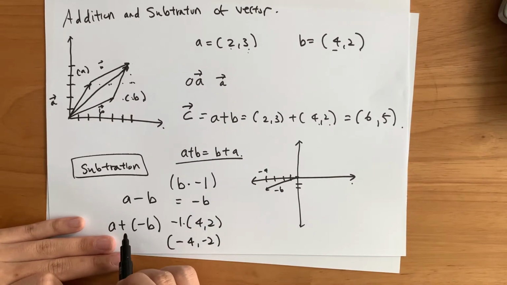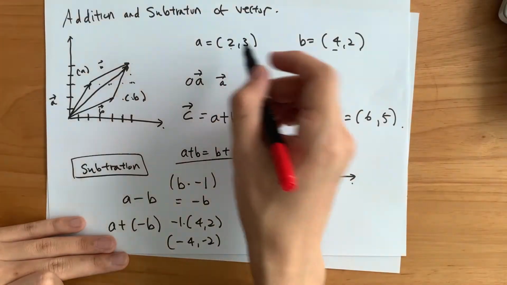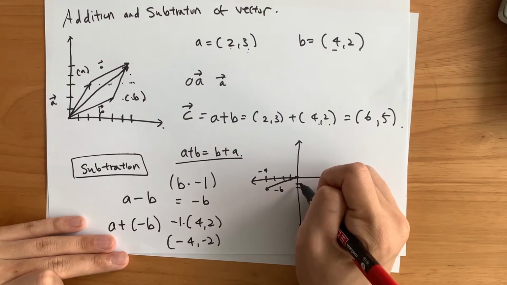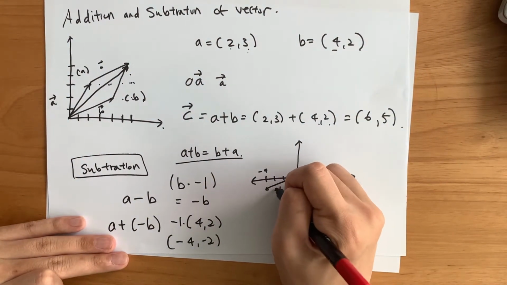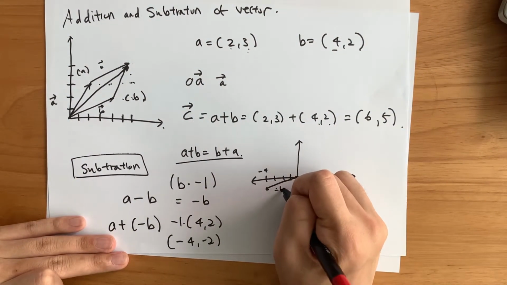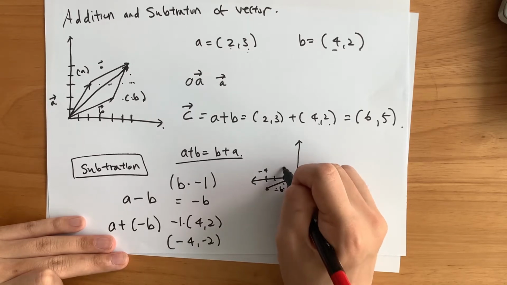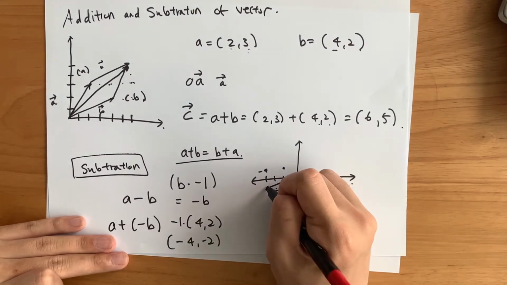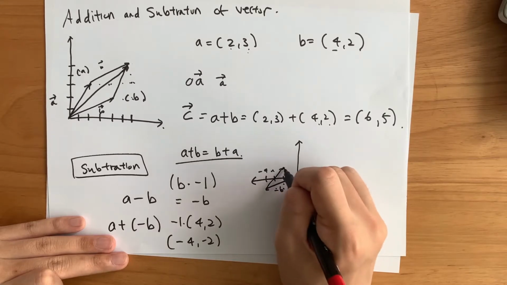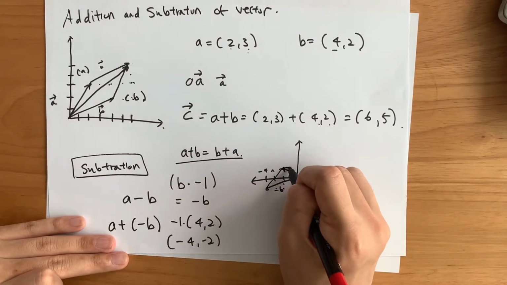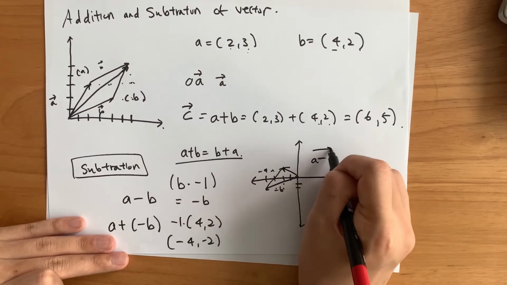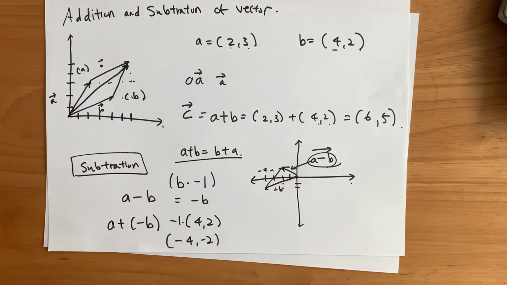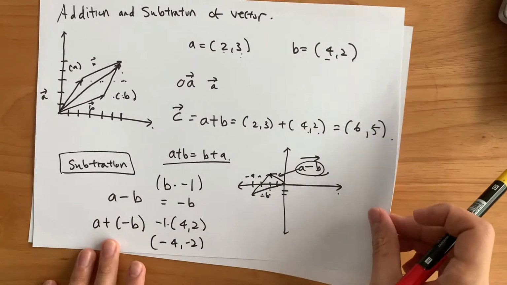And we just add A to it. So A is (2, 3): 1, 2, 1, 2, and 1, 2, 3. Like this. So this part is called the A minus B vector. This is how you do addition and subtraction. Yeah, I think this was simple, so let's go to the next one.